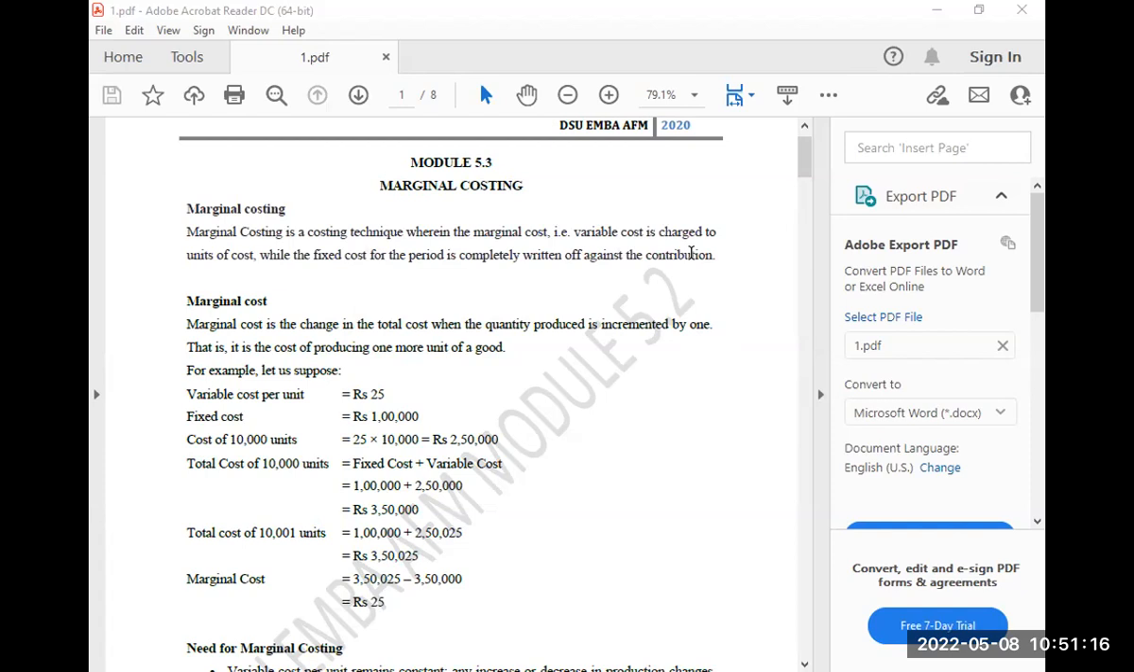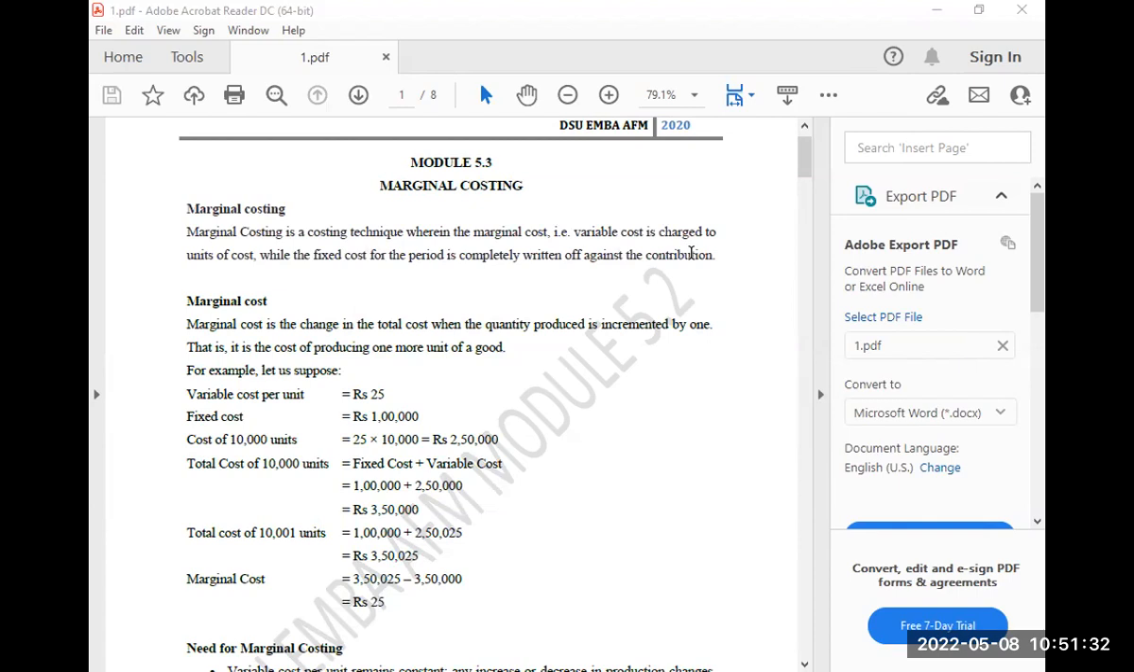All direct costs are variable costs: direct material, direct labor, direct expenses. All direct costs are called variable costs. If you increase the volume of production, this cost will increase.